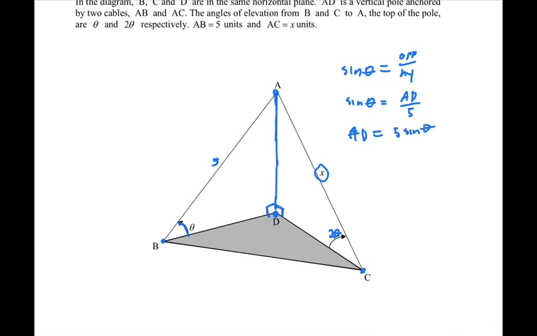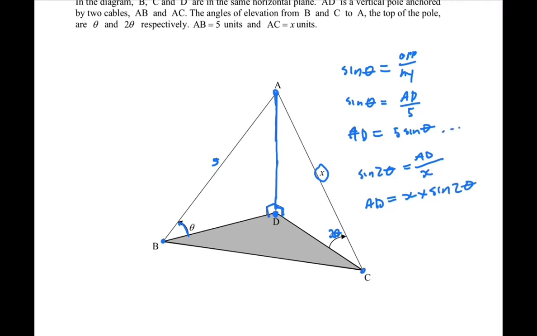So now let's find a way to use AD to find x. If we had the length of DC, we would just use Pythagoras, because we have an angle of 90 here. But unfortunately we don't, so we're going to use trig ratios. Sine of 2 theta in triangle ADC will be equal to opposite divided by hypotenuse. What is the opposite here? The opposite is AD divided by the hypotenuse, which is x. Again, if we cross multiply, we get AD equals x multiplied by sine 2 theta.